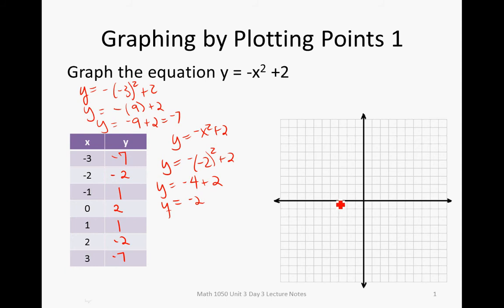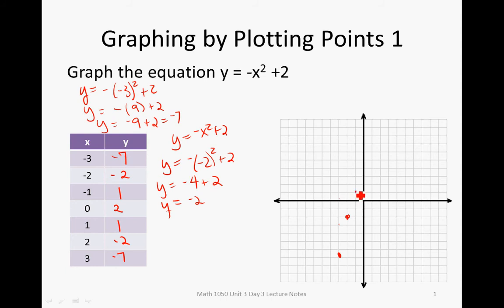Okay, the points that I have are negative 3 along the x-axis, that's to the left 3 places, and then I need to go down negative 7 places. So there's my first point, negative 3, negative 7. Negative 2 means to the left 2 places on the x-axis and down 2 places on the y-axis. That's the point negative 2, negative 2.